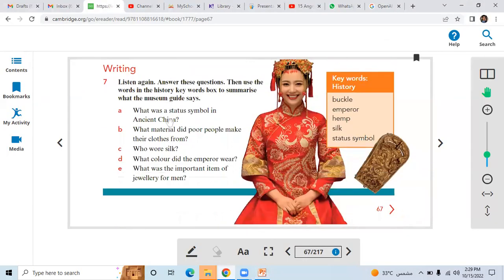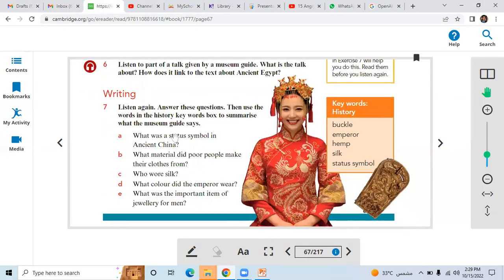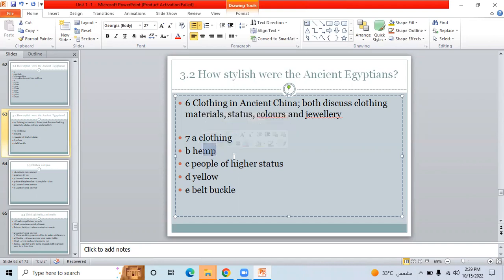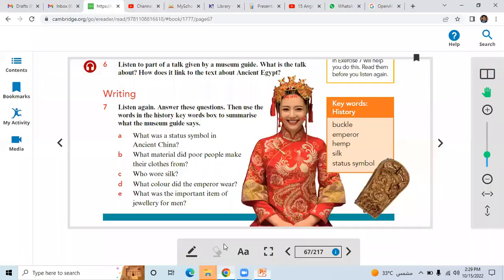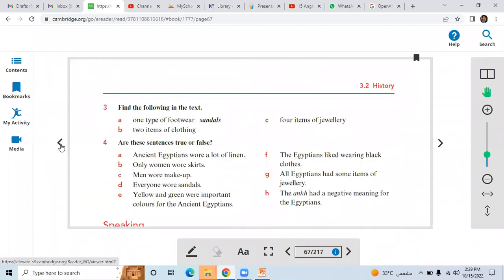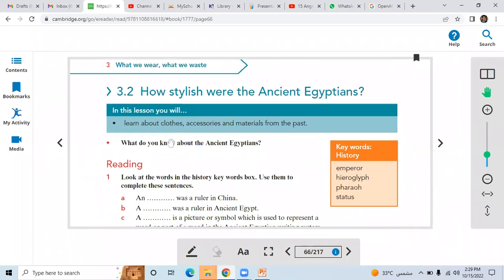We have the last question of this lesson, question number 7. You see the questions here from A to E. I'm going to show you the answers. A is clothing, B is hem, C is the people of higher status, D is yellow, and E is belt buckle. This is the answer of question number 7, and this is how we have finished lesson number 3.2.